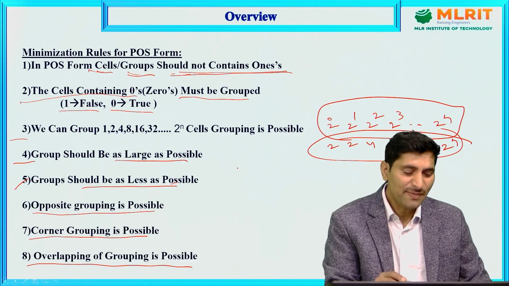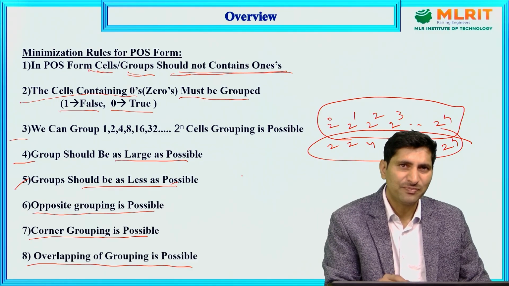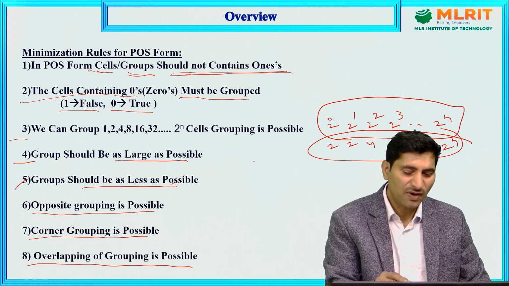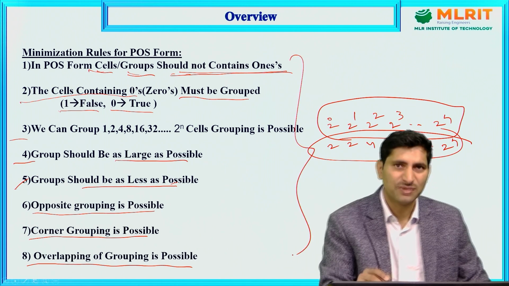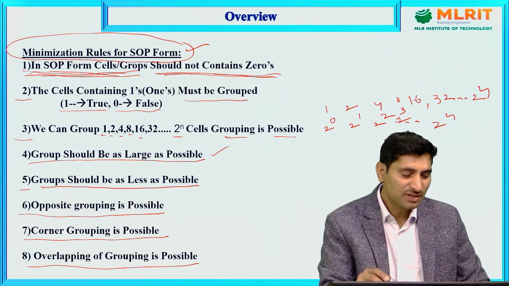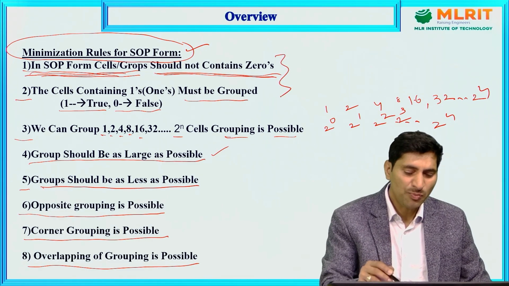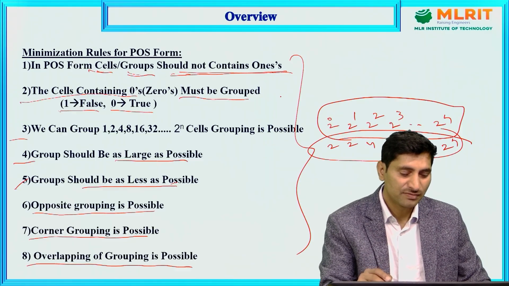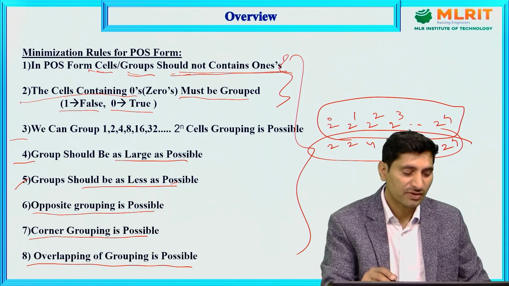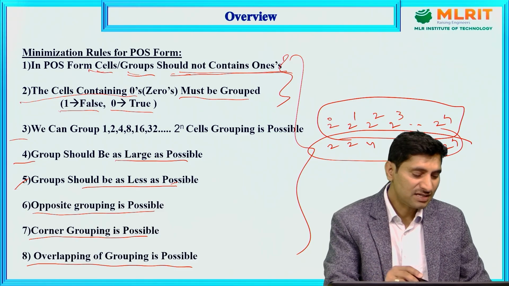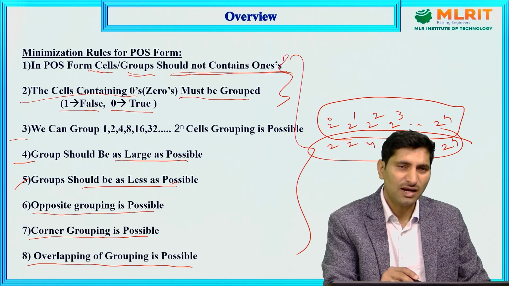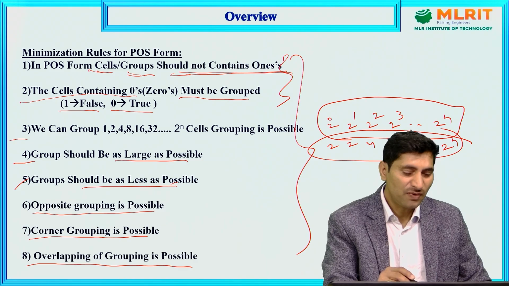To minimize a K-map for the previous functions or forms, we need to follow these 8 steps. In both the forms, if you see, the first 2 points differ, and the rest, from the third point onwards, are all the same. So we need to follow these rules while minimization.